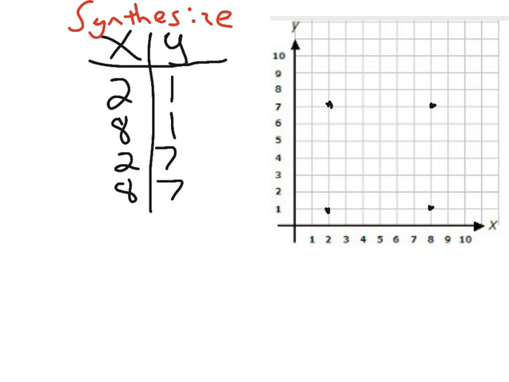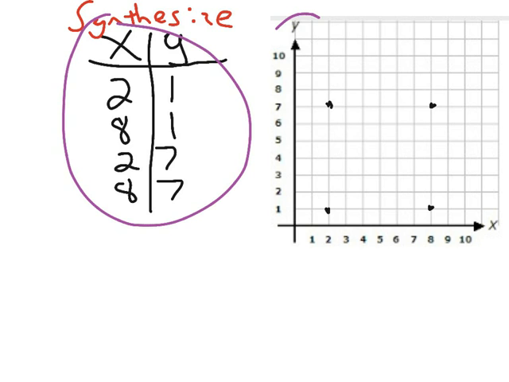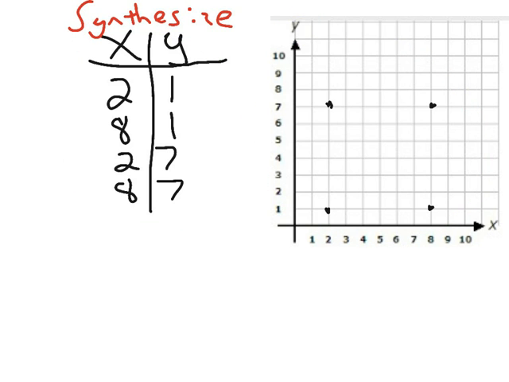So synthesize means that you can take information from two different sources and put them together to make your own conclusions. What we have here is a table on the left that has some coordinate pairs: (2, 1), (8, 1), (2, 7), and (8, 7). And on the right-hand side, we have a coordinate grid, and I have graphed those points out on there.